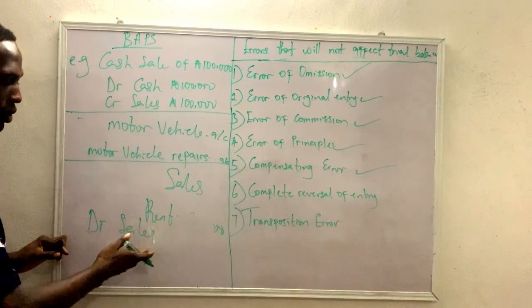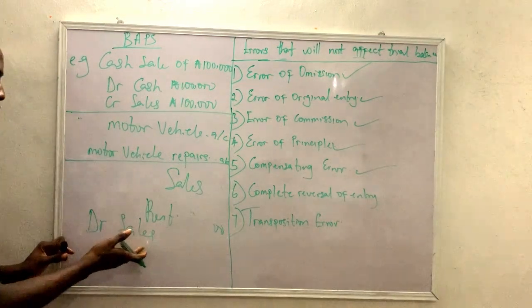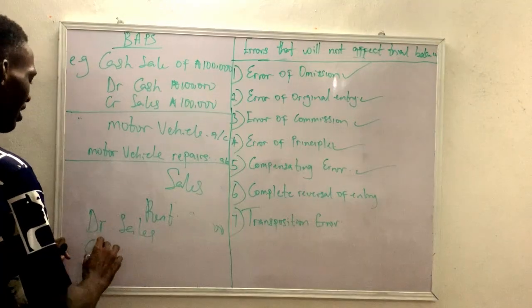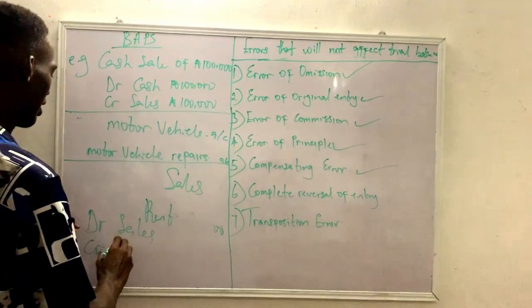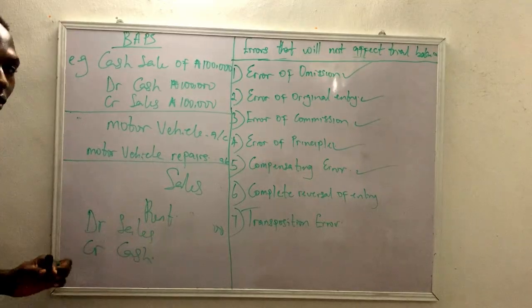Sales. Especially those that do not know double entry, most of the time you guys are the ones that cause some of these errors sometimes. I'm not blaming you though. All right, so you credited cash. So this is a complete reversal of entry.